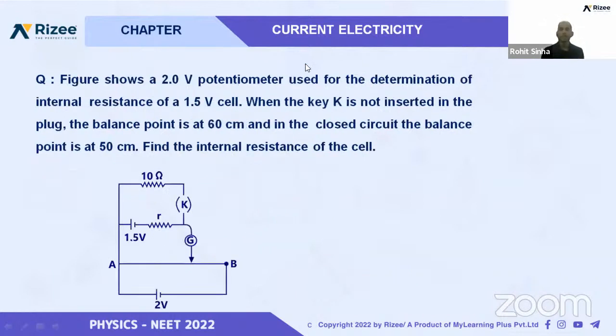Now, take this question. Try this, I will wait for your answer. Try this question, all of you. Any answer from anyone?